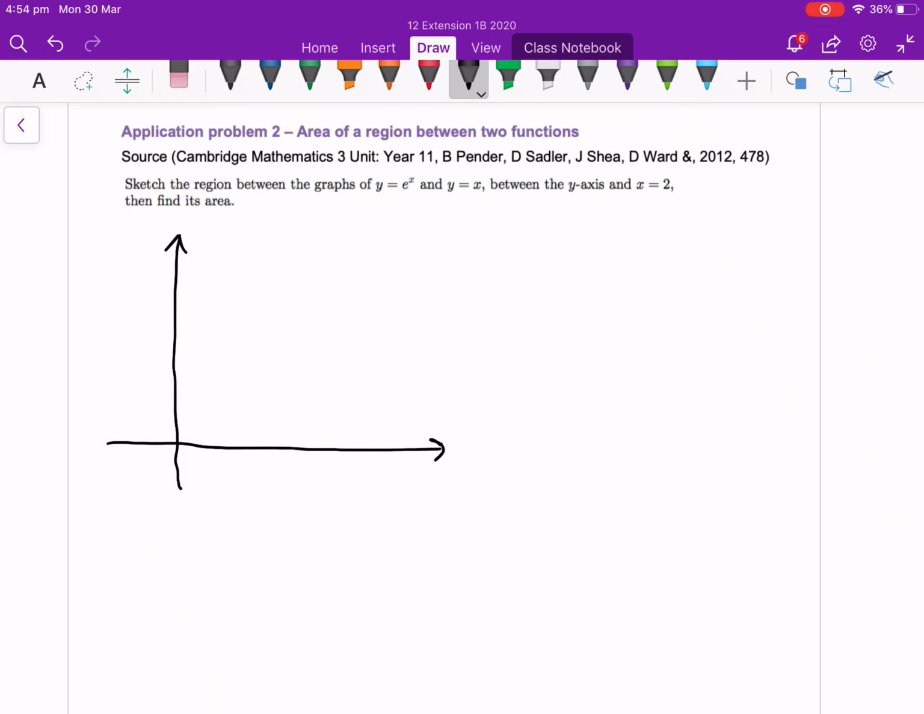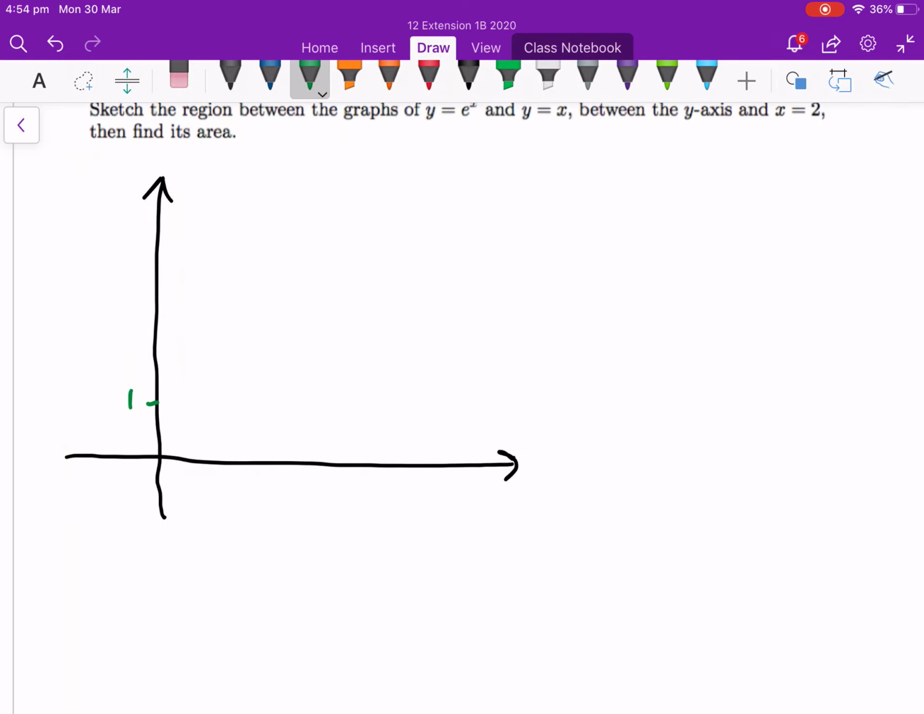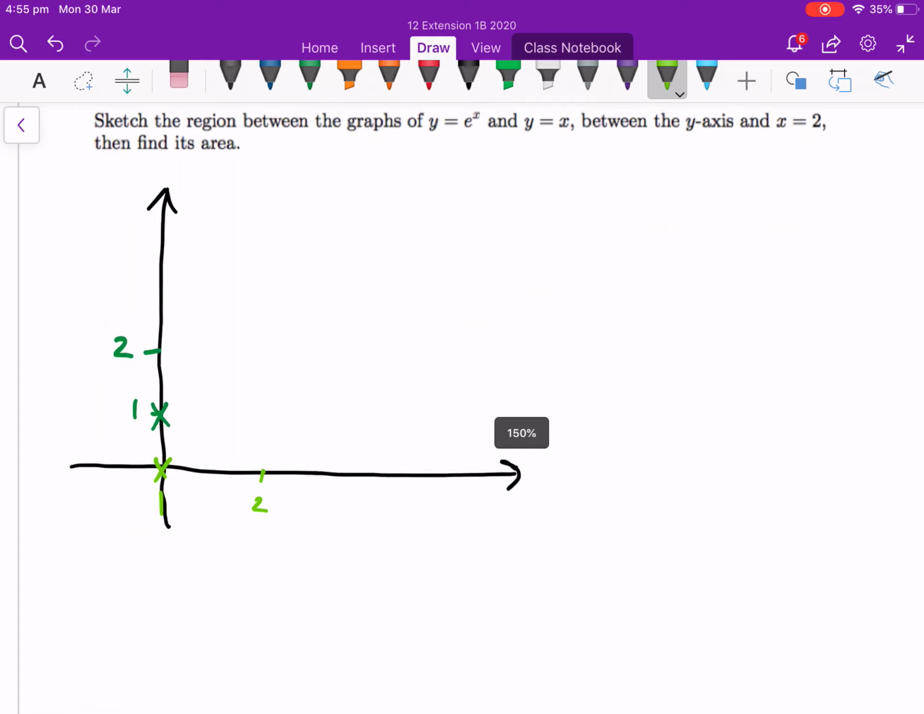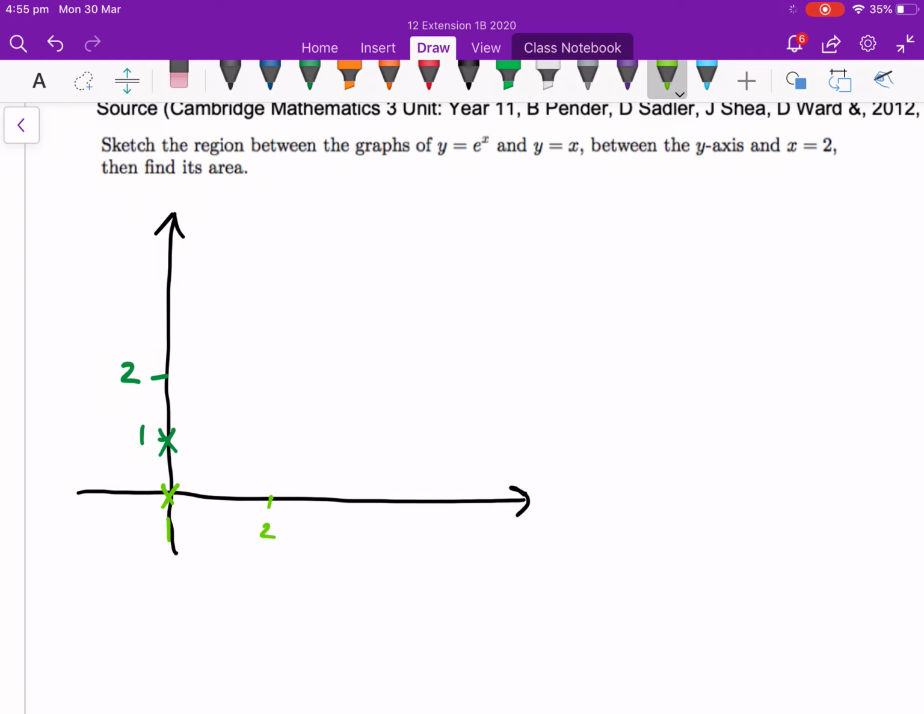So we'll start off when x is 0. When x is 0, e to the x is 1. And when x is 0, y equals x is 0. And then if we just pick another point, we'll pick 2, just because this will give us a little bit of an indication as to which curve sits above the other. So when x is equal to 2, y is equal to 2 for y equals x. So we'll put that point there, and then we can draw a straight line function like so.